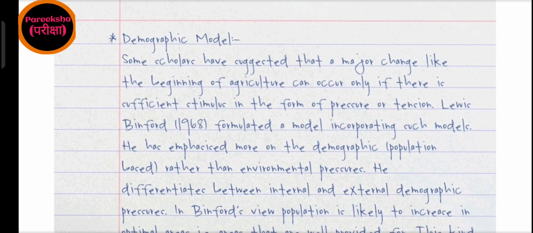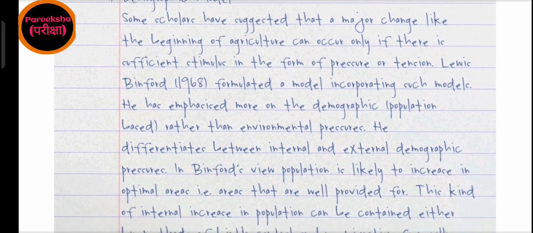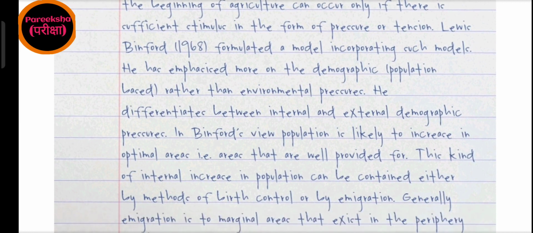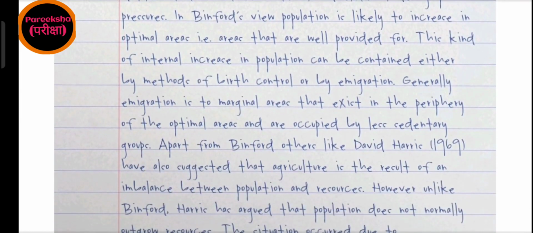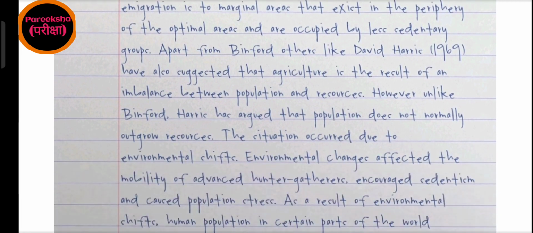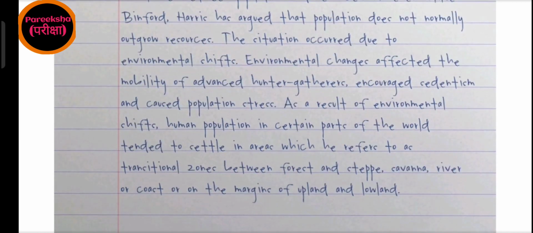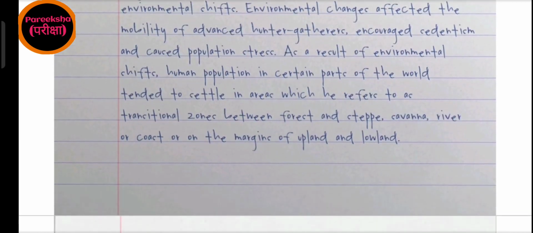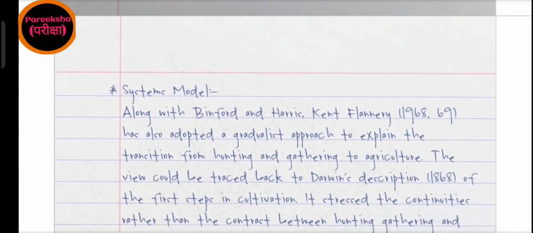Some scholars have suggested that a major change like the beginning of agriculture can occur only if there is sufficient stimulus in the form of pressure or tension. There are different scholars who have given their theories. System model.